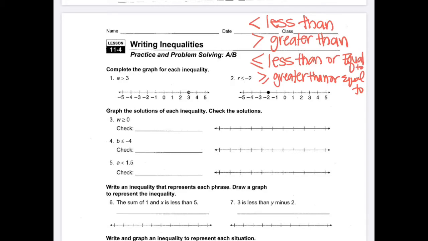Something else to remember with these. Less than and greater than are going to be open circle when graphing. And less than or equal to and greater than or equal to are both going to be closed circle when graphing.